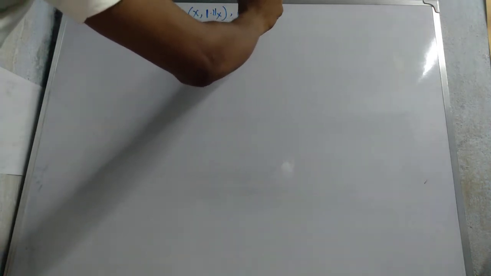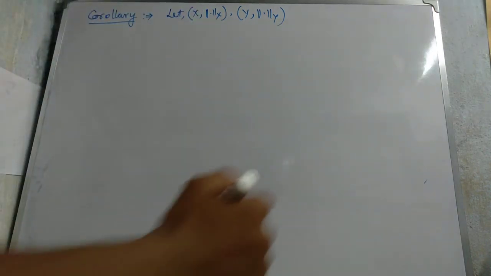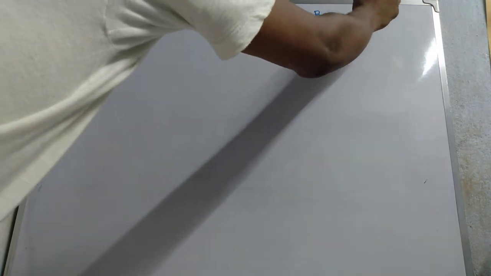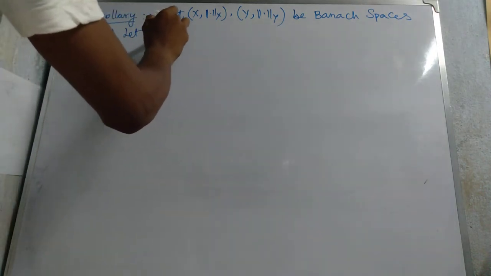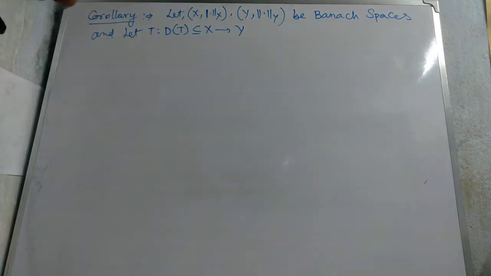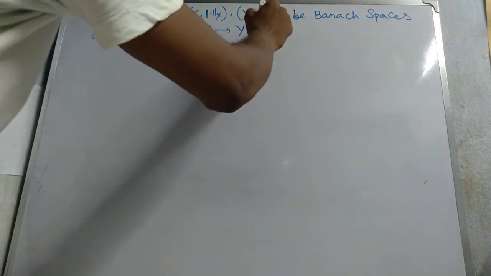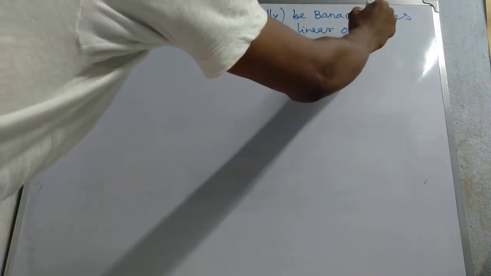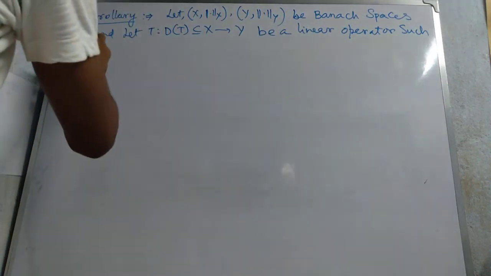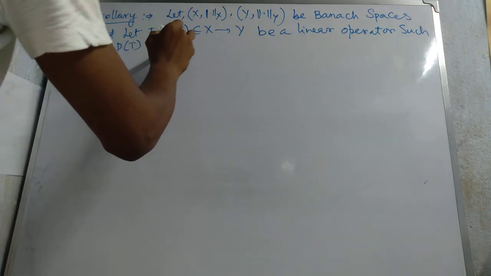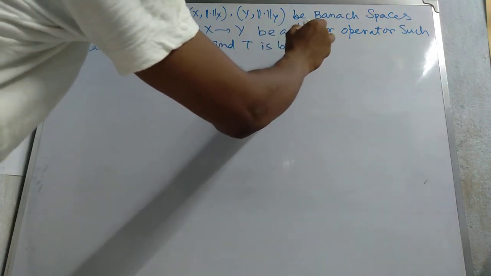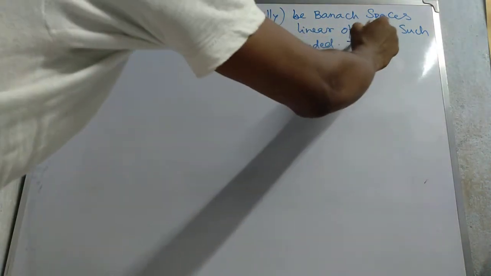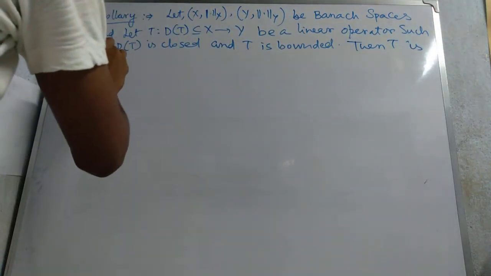First, let (X, norm x) and (Y, norm y) be Banach spaces, and let T with domain dt, a subset of X, mapping to Y, be a linear operator such that dt is closed and T is bounded. Then T is closed.